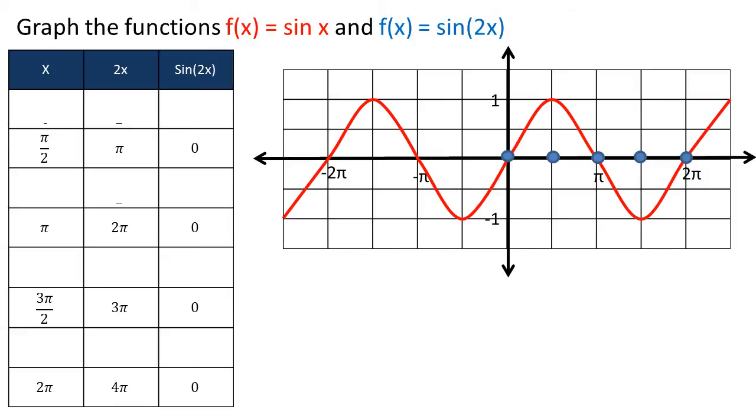But the same thing is going to happen on the blue graph. Halfway between 0 and pi over 2 is pi over 4. So pi over 4 times 2 is pi over 2, and then take the sine of that, it's 1. So we have pi over 4, 1. And then halfway between pi over 2 and pi is 3 pi over 4, right? 3/4 pi is halfway between 1/2 pi and 1 pi. Multiply it by 2, I get 3 pi over 2. Take the sine of that, I get -1. So there's my -1 on the graph.